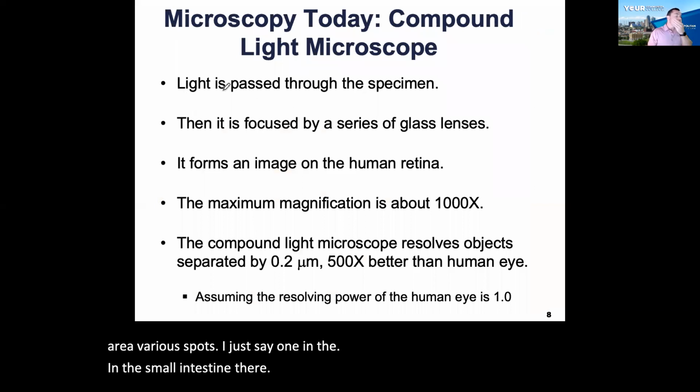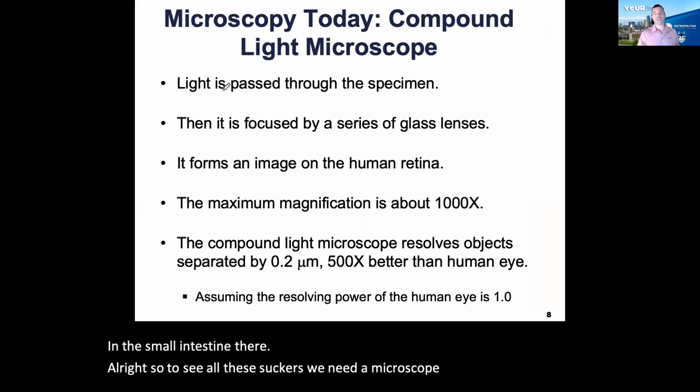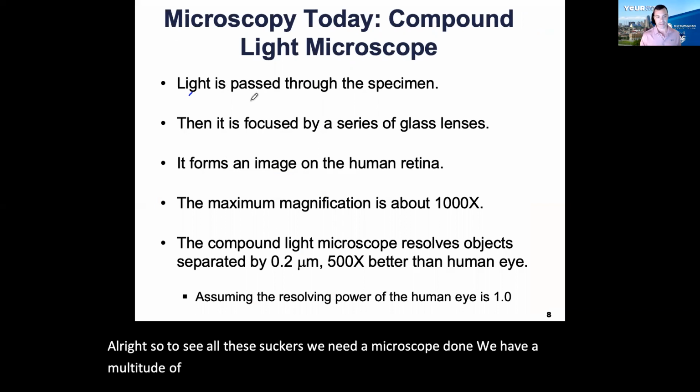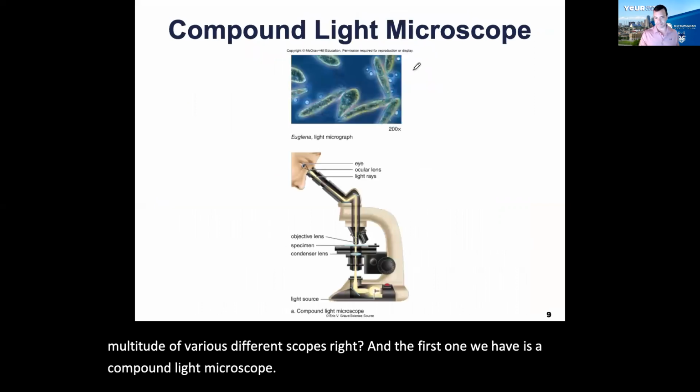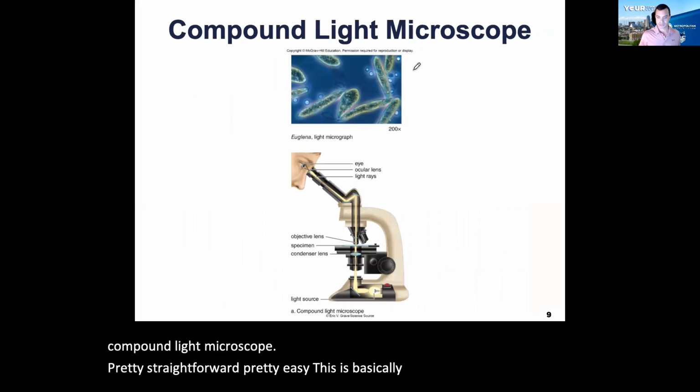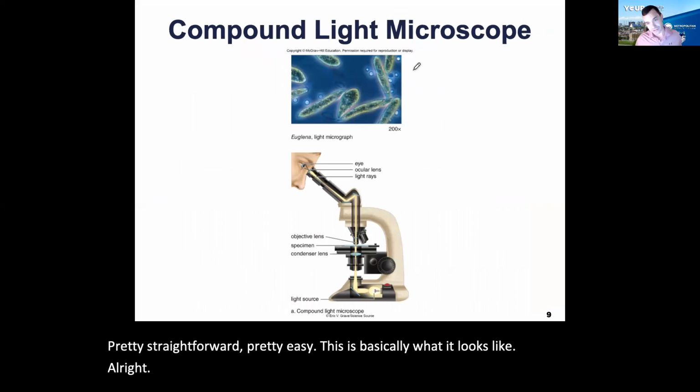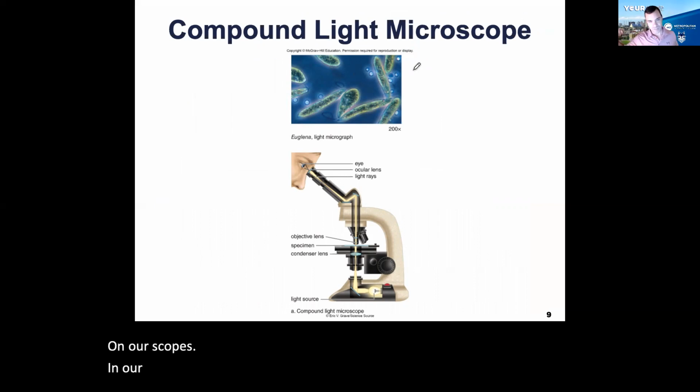All right. So to see all these suckers, we need a microscope. Duh. We have a multitude of various different scopes. The first one we have is a compound light microscope. Pretty straightforward, pretty easy. This is basically what it looks like. I wish we could get 200x on our scopes in our lab. The best that we can get is 100x.